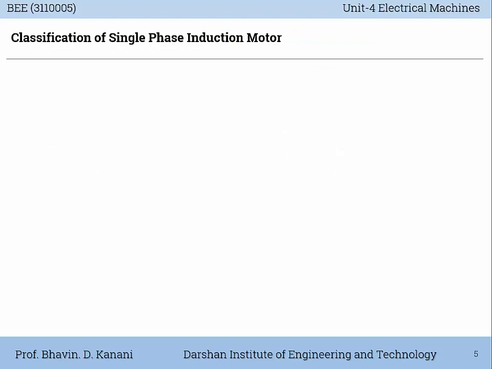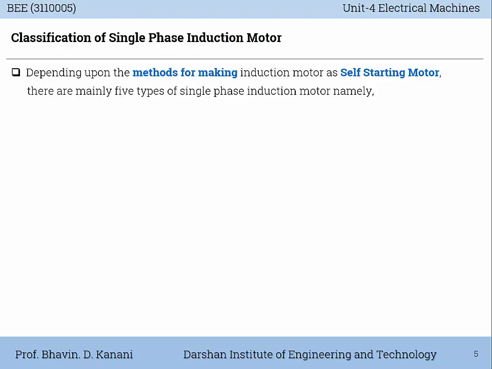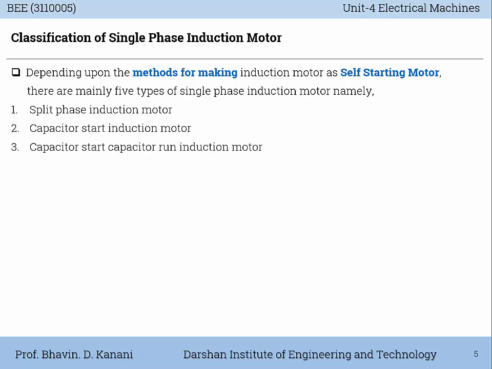Classification of single phase induction motor. Depending upon the methods for making the induction motor a self-starting motor, there are mainly 5 types of single phase induction motor, namely split phase induction motor, capacitor start induction motor, capacitor start capacitor run induction motor, shaded pole induction motor, and permanent split capacitor motor.